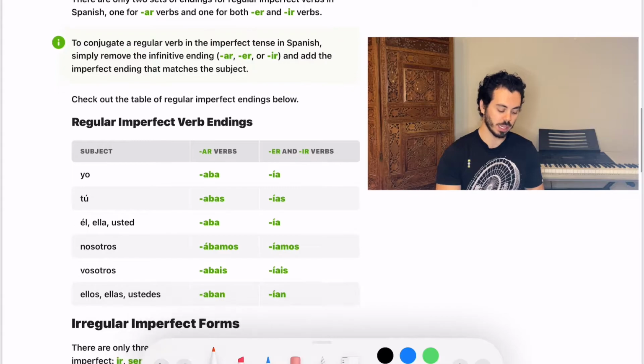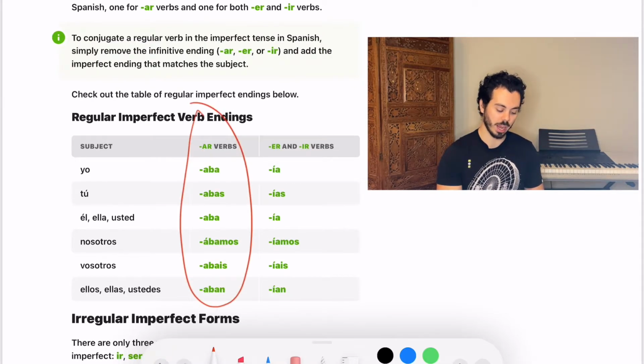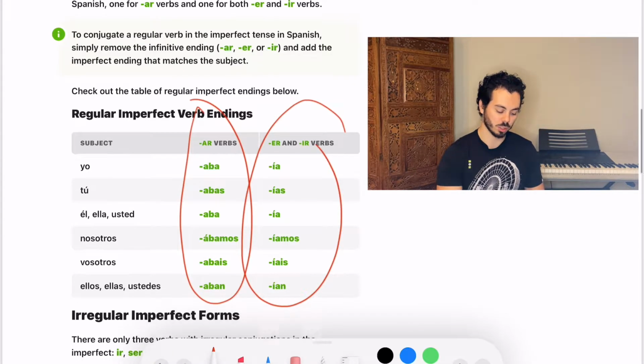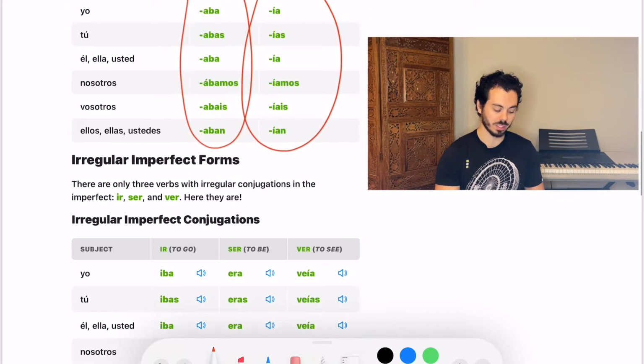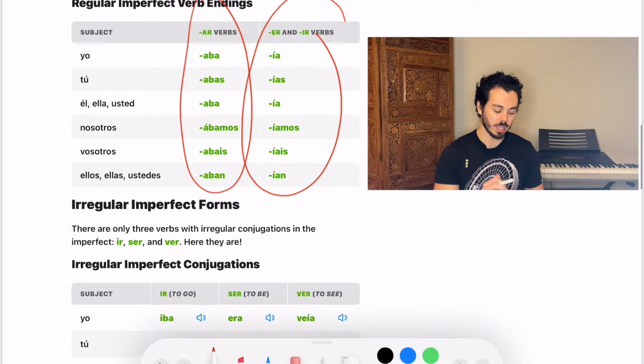So if you keep going down, you see, cool, we only have two lists again, AR verbs and then ER and IR verbs. So it shouldn't be too hard. And it's super common endings. I mean, you're gonna hear it all the time. The aba, abas, aba, abamos, abais, aban, ia, ias, ia, iamos, iais, ian, hear all the time.